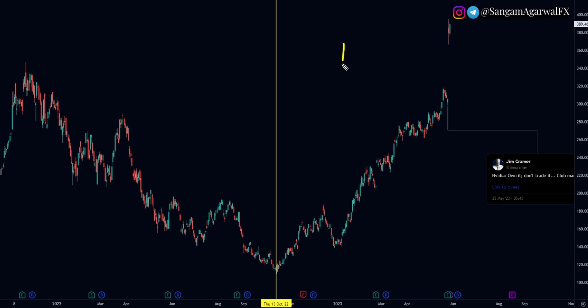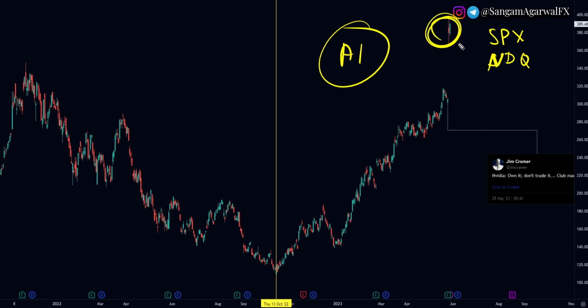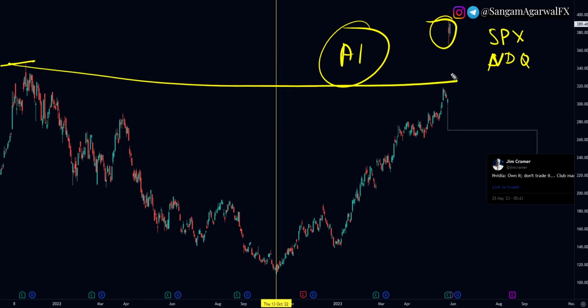And if you want more clear information on this AI bubble, then the best way to measure this AI bubble is Nvidia stock. Predicting where the SP500 and NASDAQ will go depends completely on this stock. Because last week you can see it opened with a gap and it is trading at an all-time high.